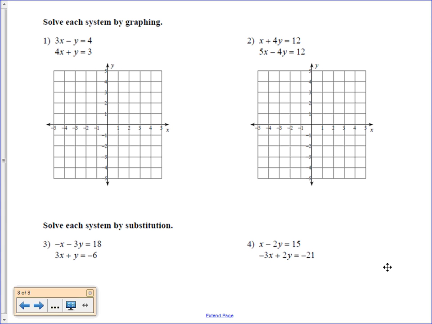You have 4 systems here. This is off of that page right there. This is what you want to be able to do tonight on your homework.